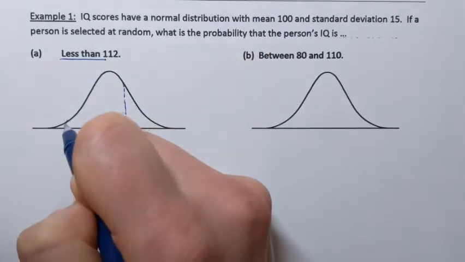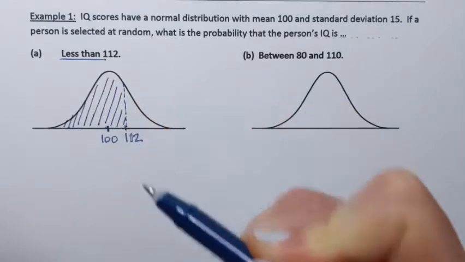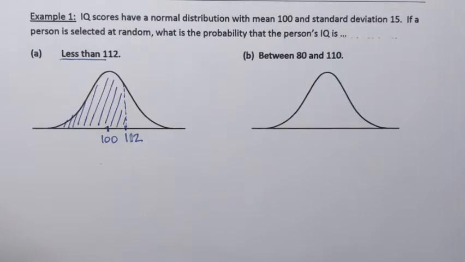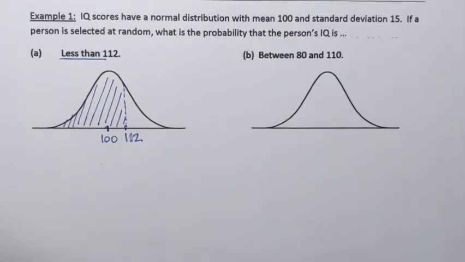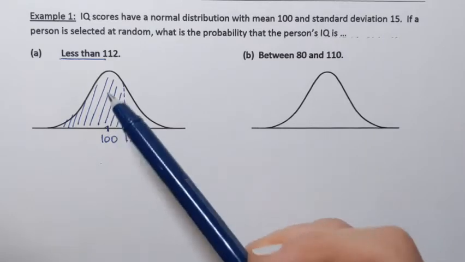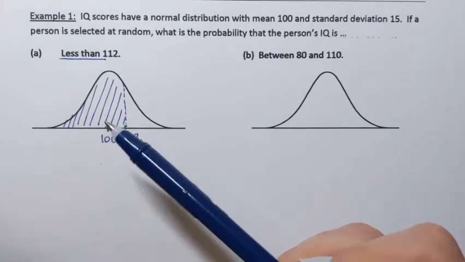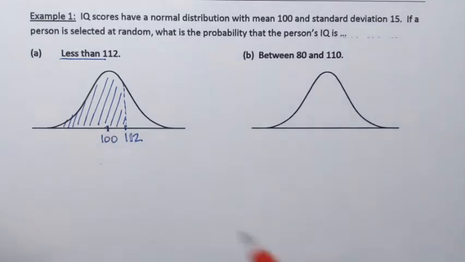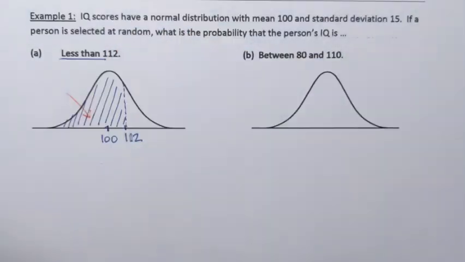So that should be this area. Now, the reason I am highlighting the area under the normal curve to the left of 112 is because the area under the normal curve represents probability. Now, how do we find this? Well, our first goal is to find the area, and then once we find it, we're going to interpret it as the probability. So what's going to be the area?